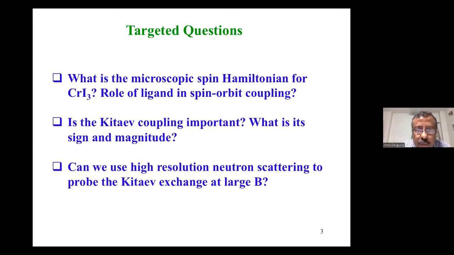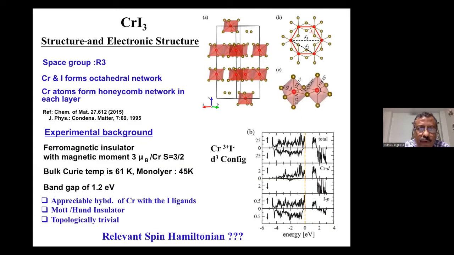The targeted questions which we would like to address in this talk: what is the microscopic spin Hamiltonian for chromium iodide? What is the role of the ligand in spin orbit coupling? Is the Kitaev coupling important? What is its sign and magnitude? Can we use high resolution neutron scattering to probe the Kitaev exchange for large values of P?